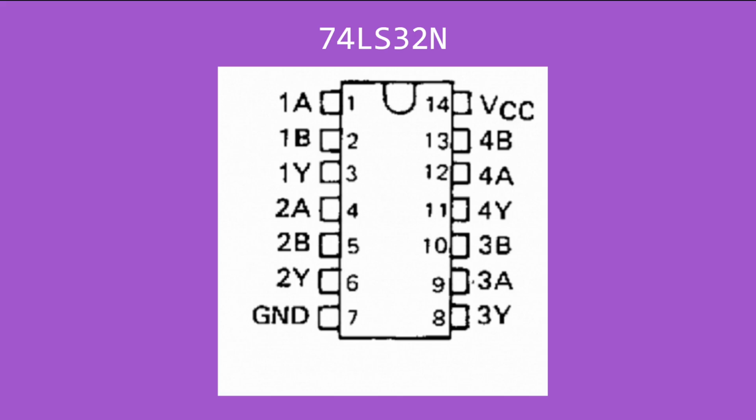All right, here's the pin layout for the 74LS32N that we just described. You'll see 1A, 1B, and then 1Y. So A or B equal Y. And then you've got a second set here, a third set here, and a fourth set here. You've got your shared VCC and ground.